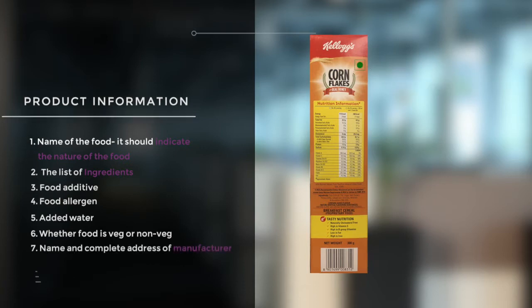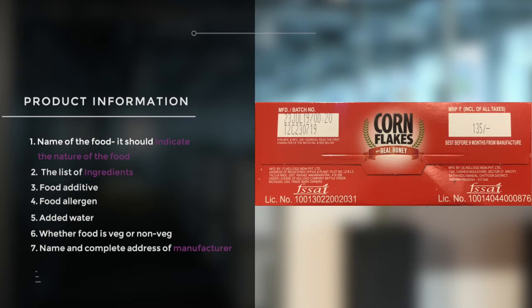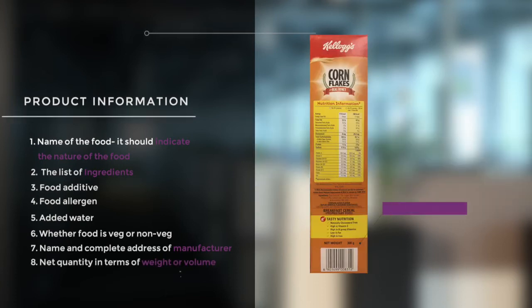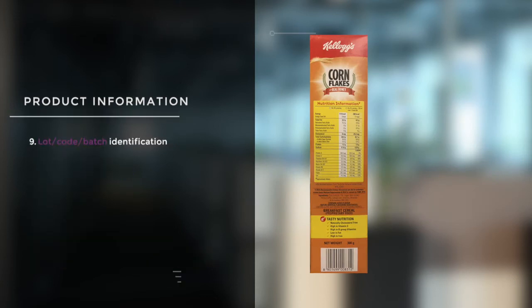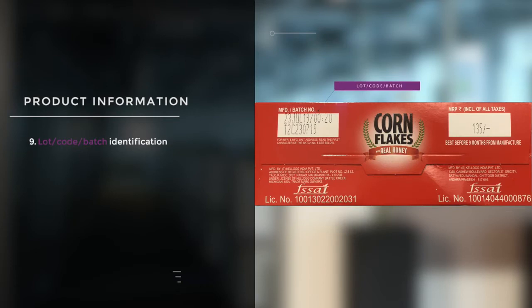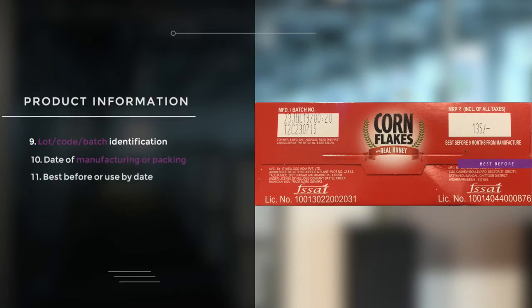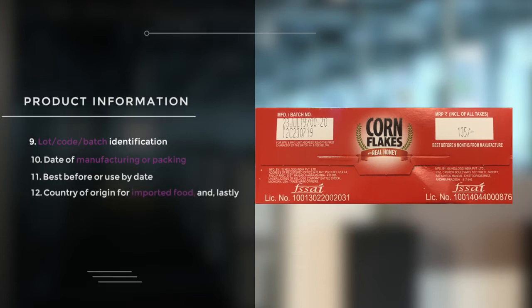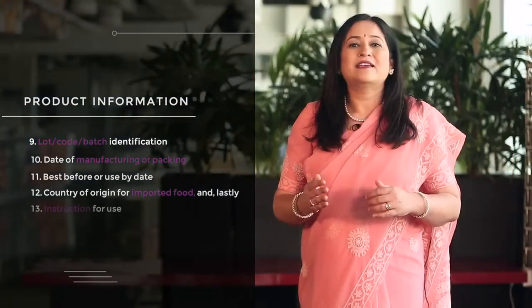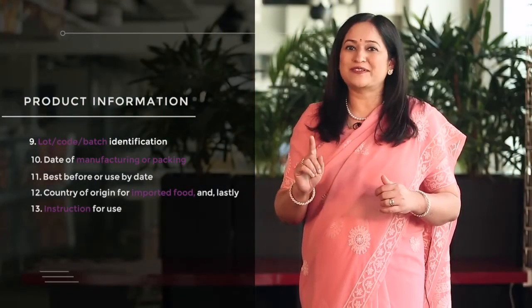It should also include the name and complete address of the manufacturer, net quantity in terms of weight or volume, lot, code or batch identification, the date of manufacturing or packaging, the best before or use by date, country of origin for imported food, and lastly, instructions for use.